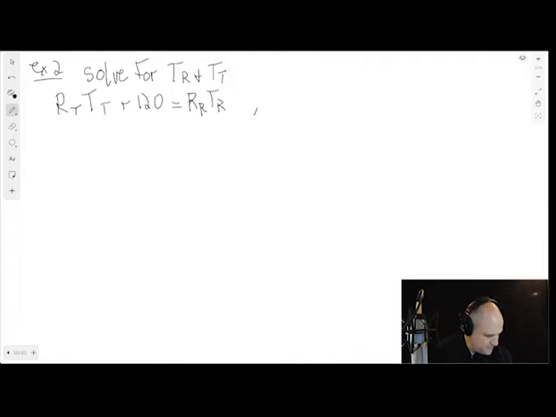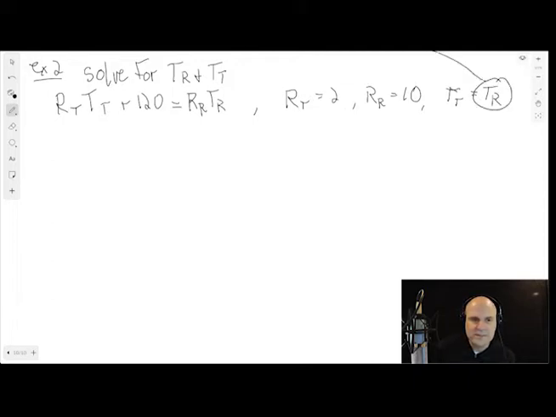Okay, here are some substituted values. R of T equals 2. R of R equals 10. And T of T doesn't equal a number, but it equals another variable. That's okay. So let's put these values in where they go. R of T equals 2, so we're going to rewrite R of T as 2. And T of T now equals T of R, plus 120 equals R of R, which is 10, times T of R.